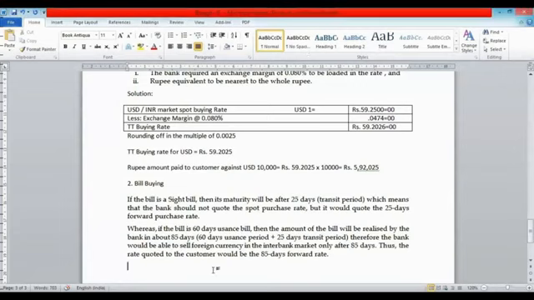Now, as you are aware, as it is a case of a bill, there will be consideration of premium and discount. Or else you can say there will be consideration of forward margin, which I have explained earlier, that forward margin is basically the interest differential between the two banks. Interest differential between the two banks is the forward margin. And I also said that the interest differential could lie in terms of premium to the customer, or it can lie in terms of discount to the customer.